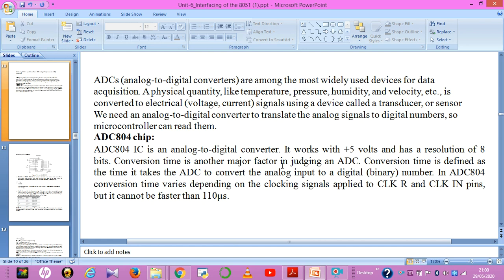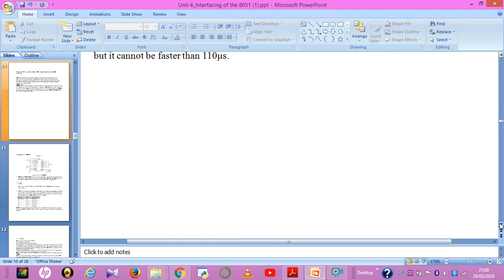Conversion time is another major factor in judging ADCs. Conversion time is defined as the time taken by the ADC to convert analog input to digital numbers. In ADC 0804, conversion time varies. It's not a fixed one. It depends on the clock signals applied to the clock R and clock in pins, but it cannot be faster than 110 microseconds. Okay, you will understand very easily after reading this one.